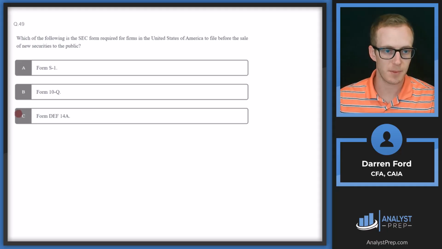So this form is going to be related to proxy statements, not related to going public. The 10Q, this is going to be a financial report that's due quarterly. And essentially that's going to be the normal financial statements, balance sheet, income statement, cash flow statement. So that's going to leave us with A, Form S1. This is one you file for an IPO or selling new securities to the public.